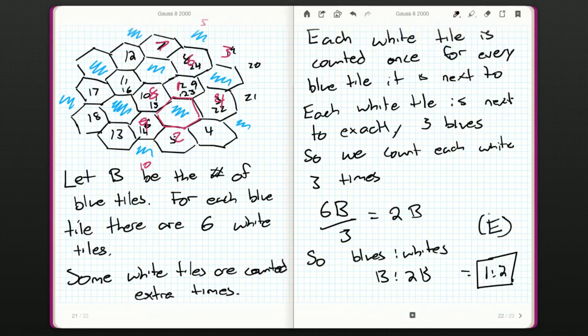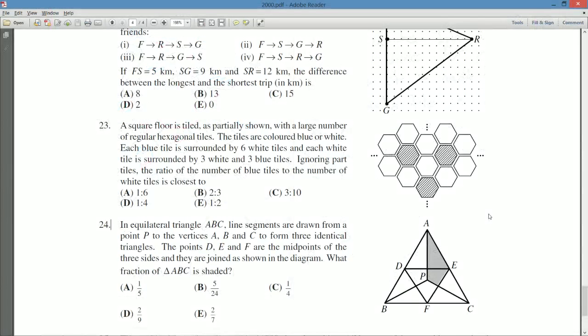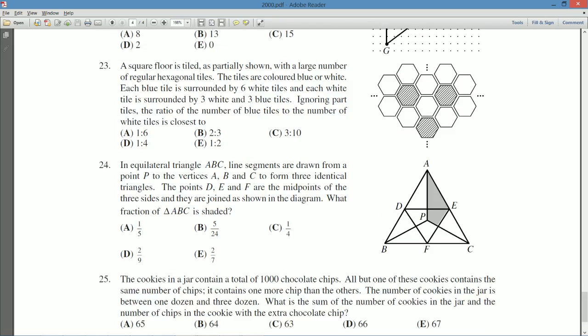So I think that's an excellent little question. Many ways to see it, a couple different ways to try and approach the right answer. I think it's a good question. It was good on the grade 7 Gauss as well.